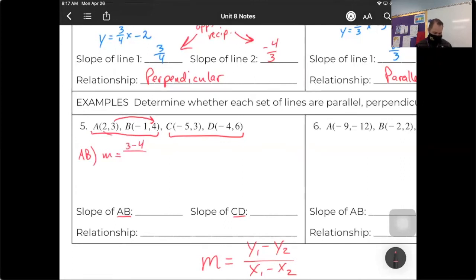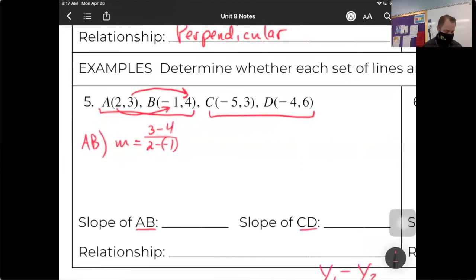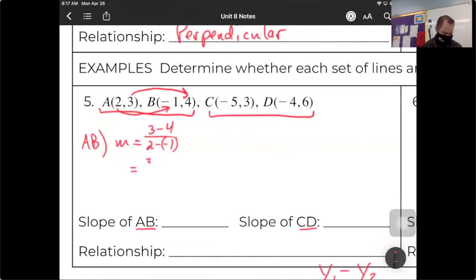Then I'm going to do 2 minus negative 1 on bottom. Now, some of you are going to get used to just changing that to a 2 plus 1 automatically, like this. What's 3 minus 4? Negative 1. What is 2 plus 1? So negative 1/3 is already reduced. That's your slope for AB.